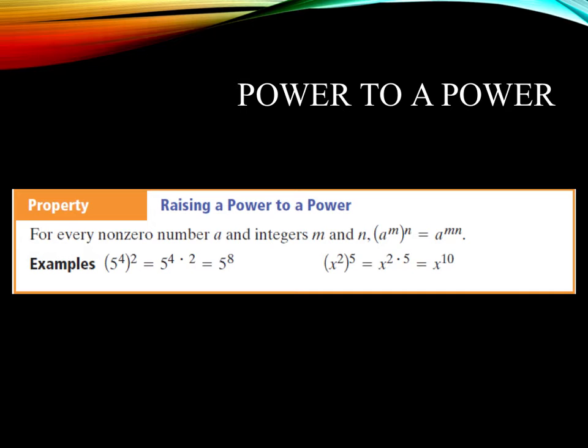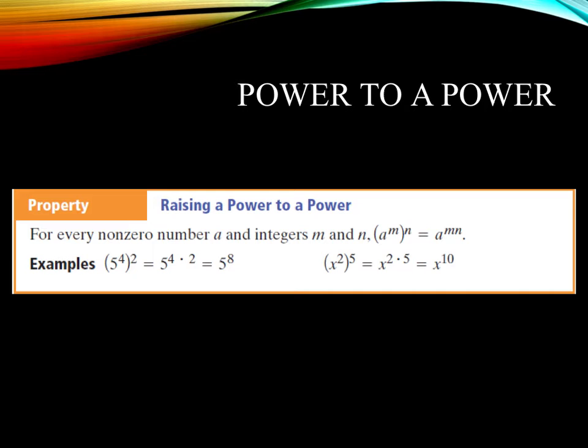You can have a visual of this. If you look right here at the example, we have 5 to the 4th, which is a power. We're going to raise that up to another power, the second power. So it says for every non-zero number a and integers m and n, the power a to the m raised to the nth power is going to equal a to the m times n.